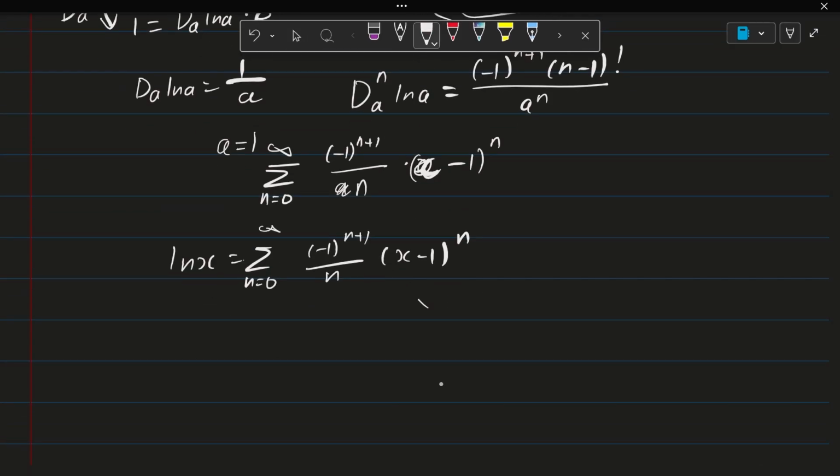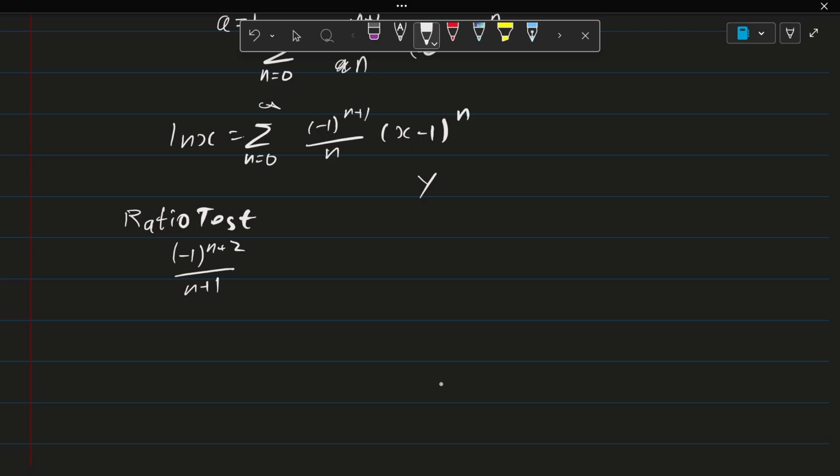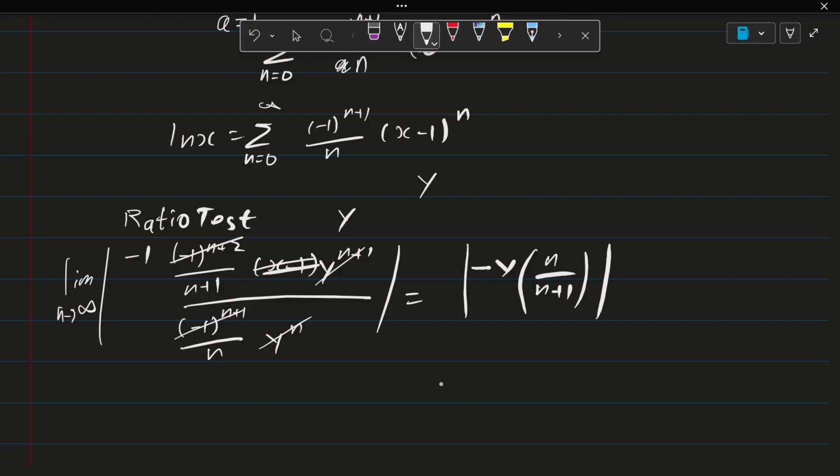So let's just call x minus 1 to be y. And let's try to figure out the radius of convergence of y to see where the series would converge if you actually do this Taylor series. So let's do the ratio test again. The ratio test reveals that it will be the absolute value of negative 1 to the power of n plus 2 over n plus 1, y to the power of n plus 1, divided by negative 1 to the power of n plus 1 over n, y to the power of n. We can cancel out the y to the power of n, and cross out the signs to get the negative 1 on the outside. So this is the absolute value, the limit as n goes to infinity, of negative y times n over n plus 1.